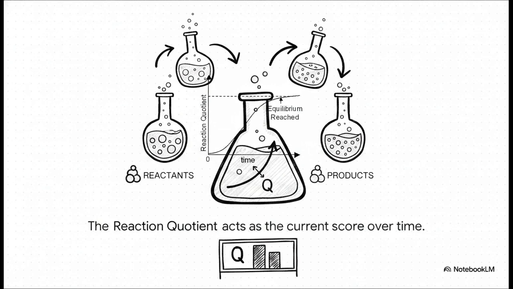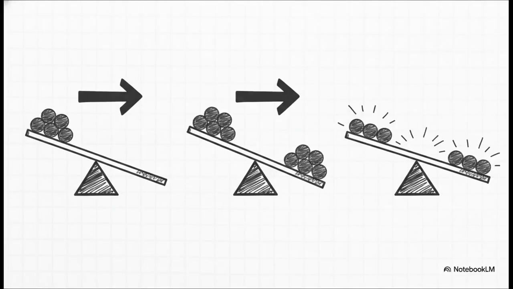If you track the Q line, you'll see it starts all the way down at 0 when we only have reactants, and then it climbs steadily as products form, eventually leveling out exactly at the equilibrium line. So the absolutely crucial takeaway here is that by comparing Q to K, we can predict exactly which way the reaction is going to shift to reach its balance point.